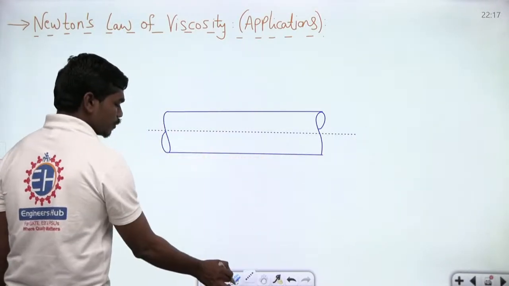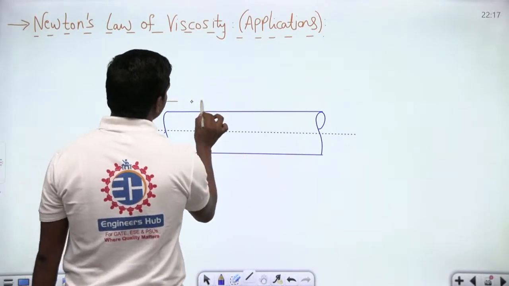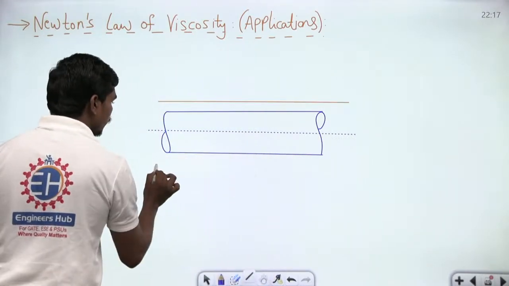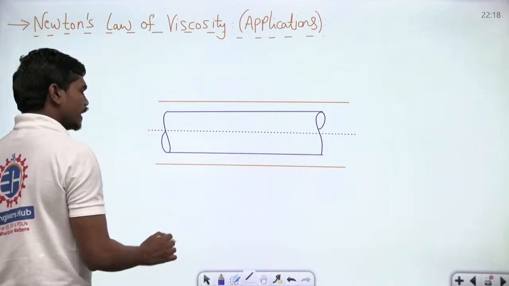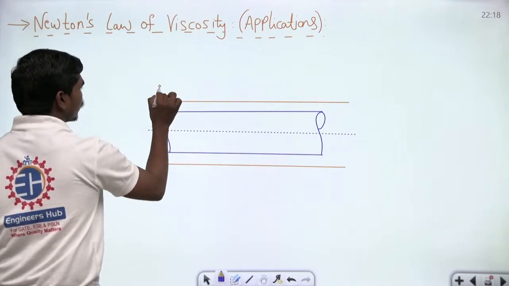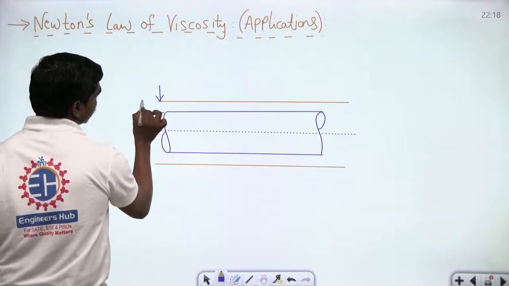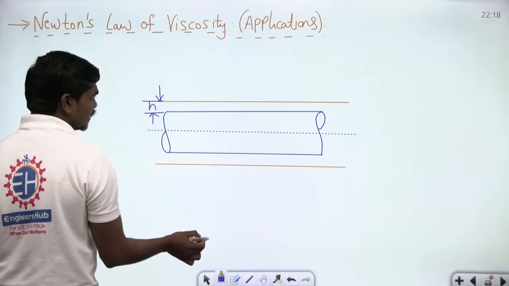Fine. Now, let us suppose there is some journal in which this shaft is rotating. Generally. So, let us suppose the clearance between the shaft and the journal, basically if you see, this is the shaft and this is the journal that you have. If the clearance between them is H. There is some clearance between them which is H.